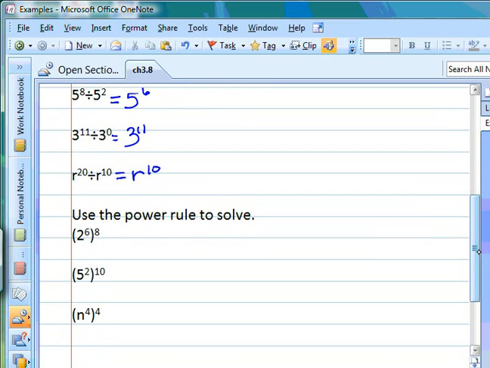Now here's our last group, and they're going to use the power rule. The power rule tells us that we take the exponents and we multiply them. So if we have 2 to the 6th power to the 8th power, we keep 2 as our base, and then we multiply. 6 times 8 equals 48, so our answer is 2 to the 48th power. Let's look at the next one. We keep 5 as our base, we take our exponents, 2 and 10, and we multiply them. 2 times 10 is 20, so our answer is 5 to the 20th power.